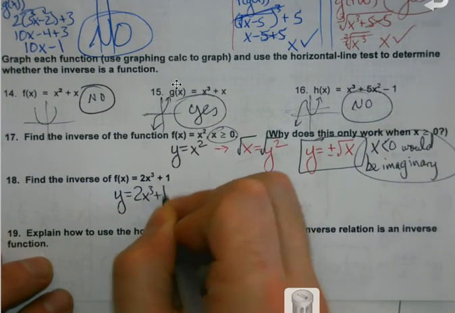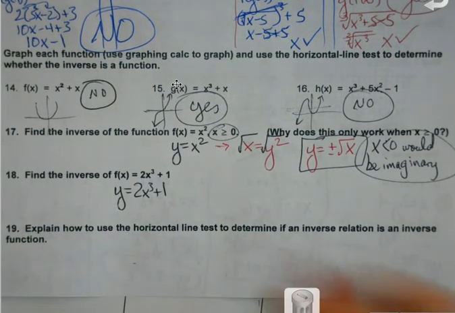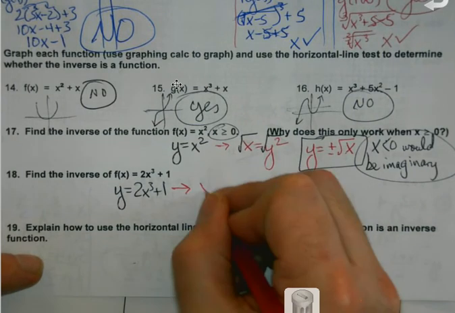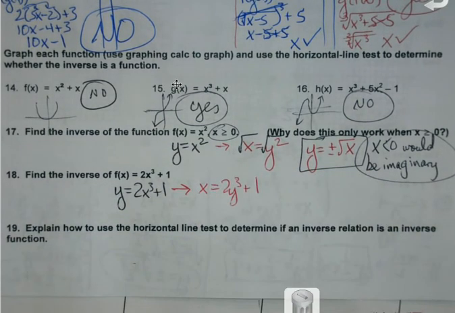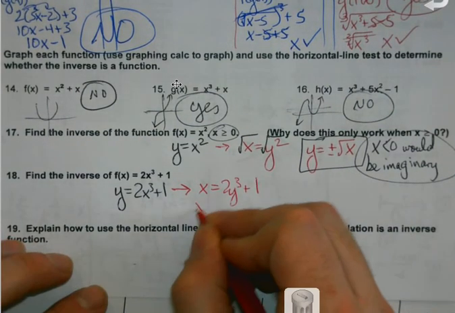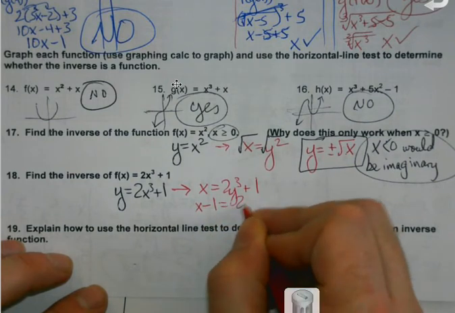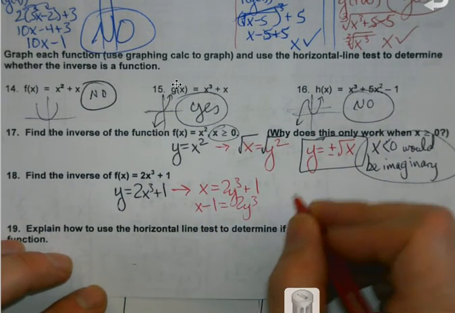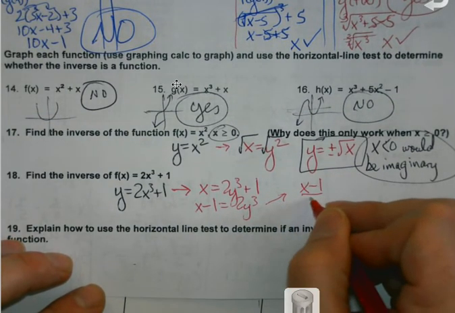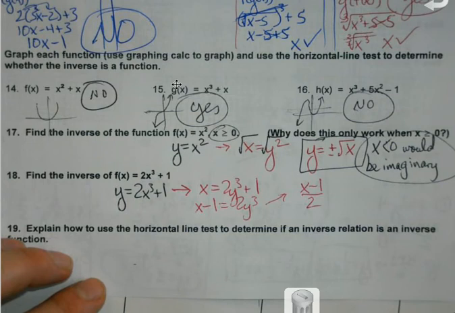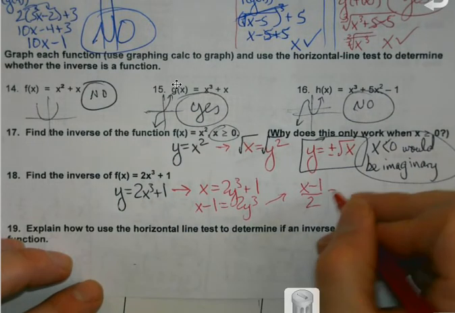Again, f of x gets replaced with y. Switch them. And now work on getting y on a side by itself. So minus the 1 over. I'm going to divide by 2, and I see that cubic coming, so I'm going to choose to leave it in its fractional form. But you don't have to. If you want to have 1/2 x minus 1/2, you can.